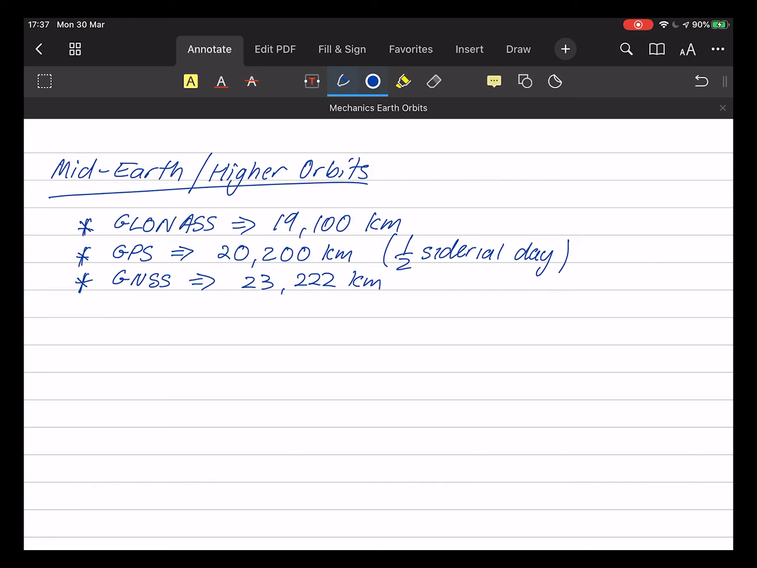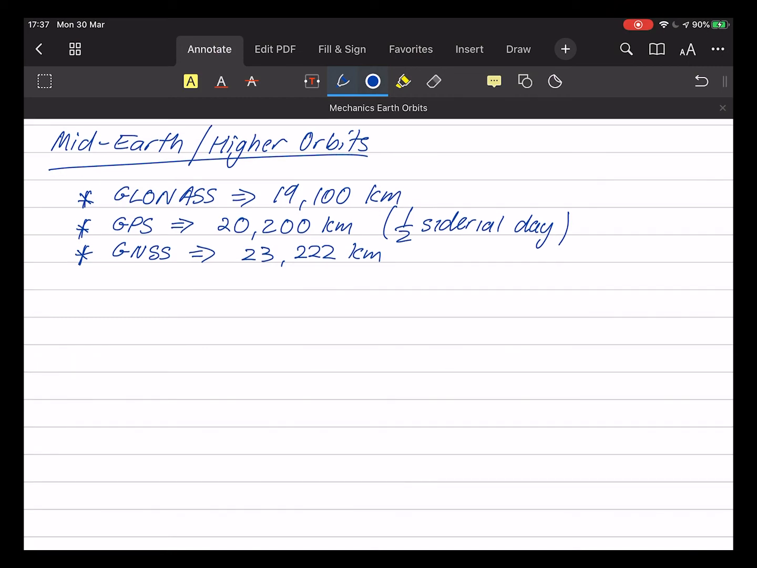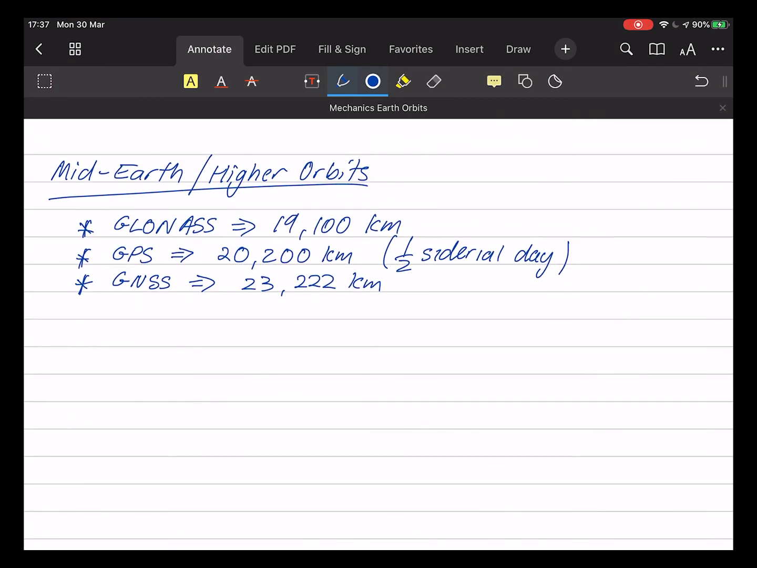The Chinese are building one as well. And I've neglected to chase up what those stats are. I'm not sure the Chinese one's finished. The Galileo one's not finished either. But these things can still work even though they're partially finished, even if they don't have a full set.